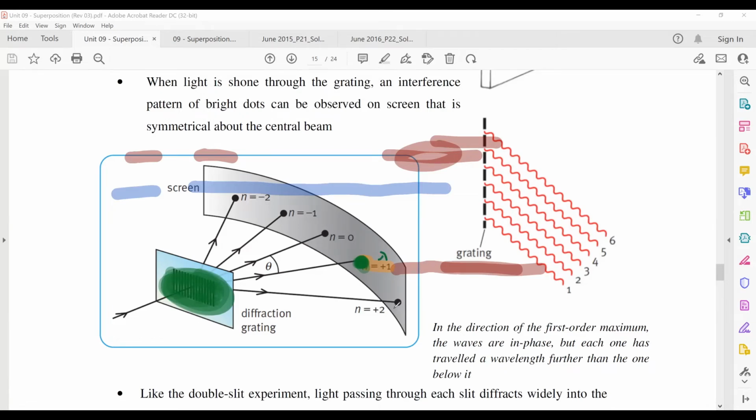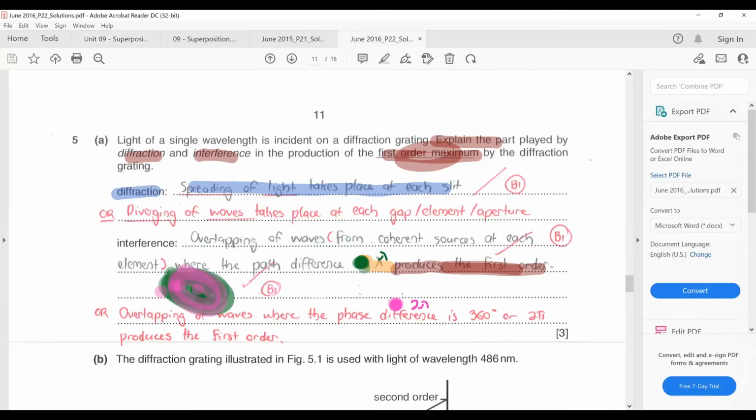But if you're talking about the second order, same thing occurs. The waves from all these sources will overlap at this point, but they won't arrive at exactly the same time. They will arrive later than the other. So the path difference between each of them must be, in your case, 2 lambda. That was the idea here. So here they say overlapping of the waves so that the path difference is lambda produces first order. That is the answer.